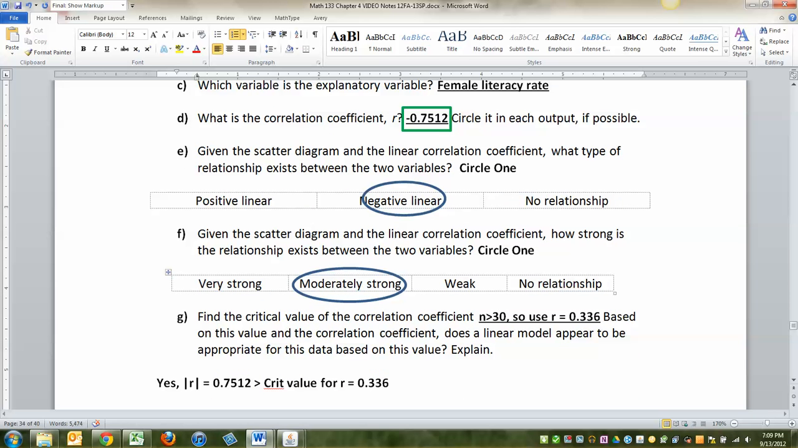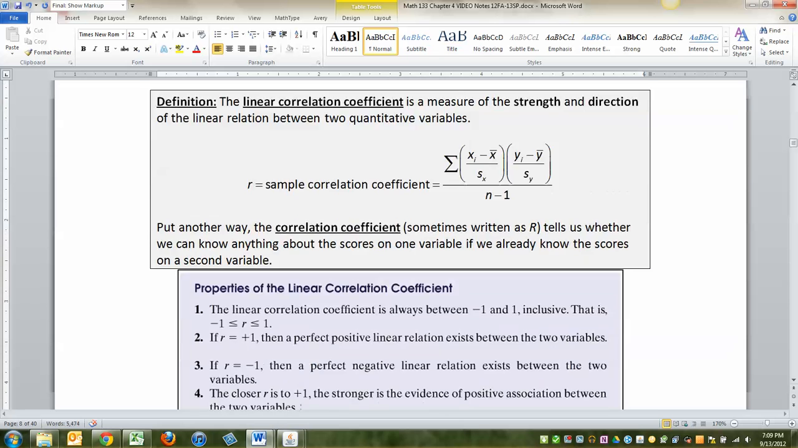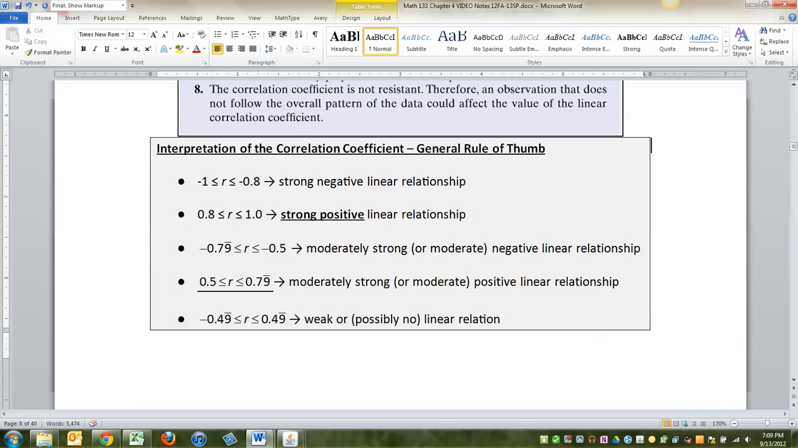All right, what about the relationship? Well, because R is around 0.75, that's considered a moderately strong relationship. Remember, we learned that way back in section 4.1. There was a table at the bottom of a page. Okay, fine, I will go back. Here it is on page 8 of the chapter 4 notes. So right here, we said if it was between negative 0.79 and negative 0.5, that's a moderately strong or moderate negative linear relationship. So that's what we've got.